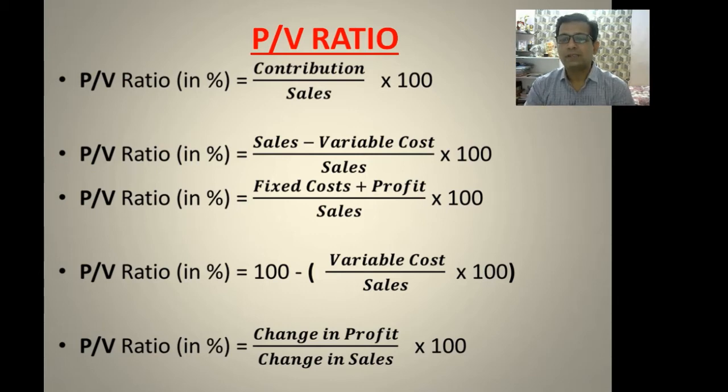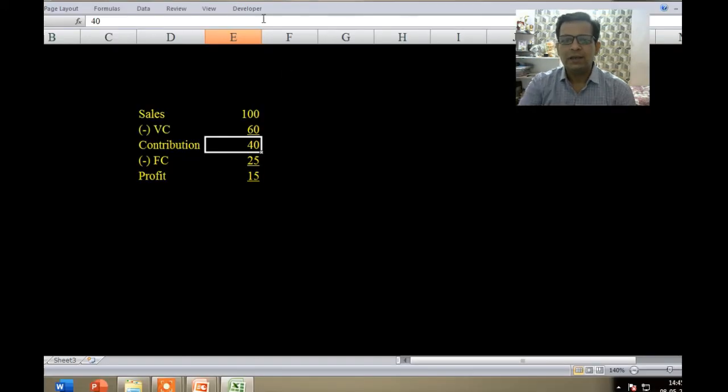It says PV ratio is 100 minus variable cost by sales into 100. If we have to understand this in some other terms, it would mean that the percentage of variable cost plus PV ratio should be equal to 100. Why is it like this?